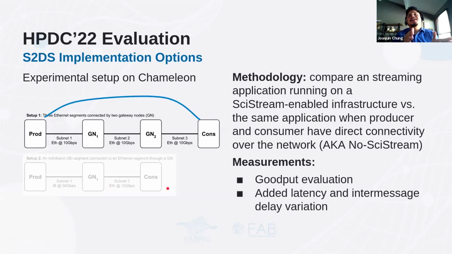I'm going to go a little bit fast over here because I want to show the demo, which is longer, and you will learn a lot about how to deploy SciStream. So the methodology for this initial experiment was to compare a streaming application running on a SciStream-enabled infrastructure versus the same application when producer and consumer have direct connectivity. That ideal case in which both instrument and HPC are reachable over the internet. For this, we measure goodput, the added latency, and intermessage delay variation. That is just another way of saying jitter, but we were not measuring jitter at the network level, but at the application level.